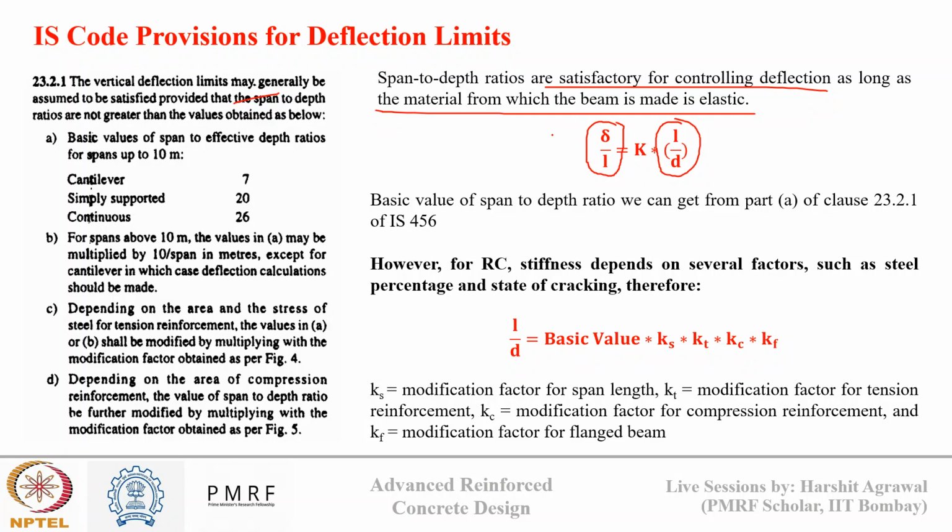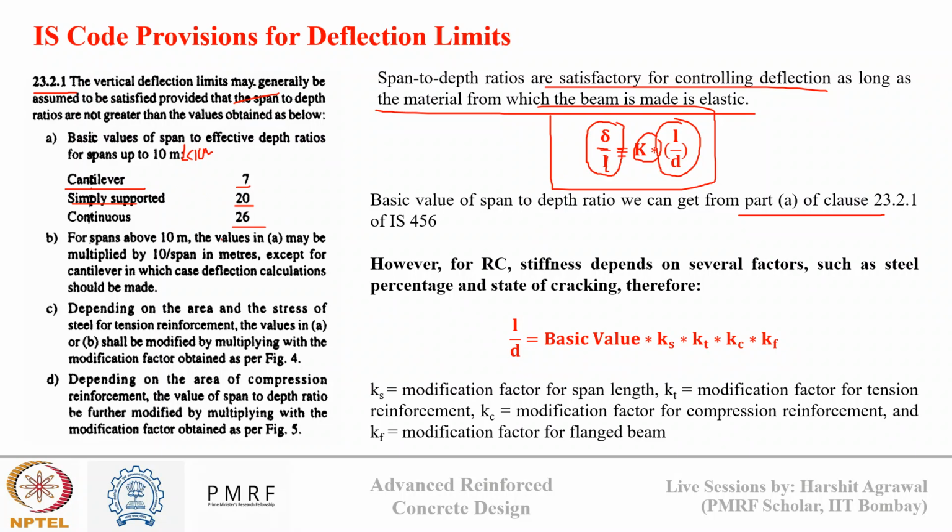So this is the relationship that is given by code. The deflection per unit length of a reinforced concrete section is equal to k times the ratio of span to the depth of the section. Now, what is this factor k? These are modification factors. The basic value of span to depth ratio we can get from clause 23.2.1 of IS 456. From part A, for different types of end condition, if my span is less than 10 meter, my L by D value will be equal to either 7 or 20 or 26. So the basic value of span to effective depth ratio is this.